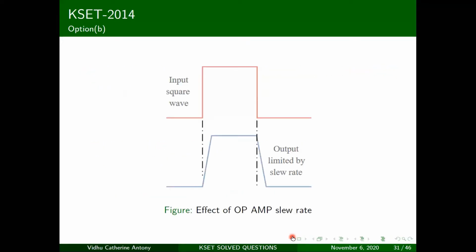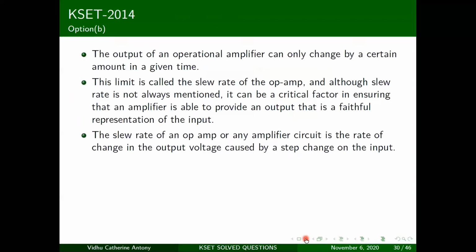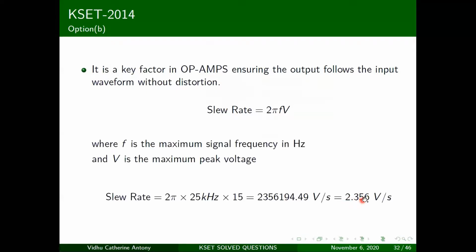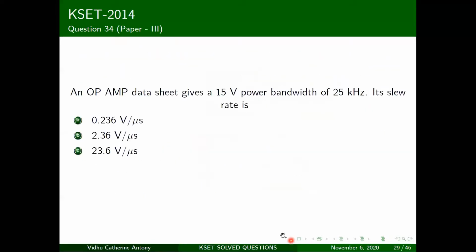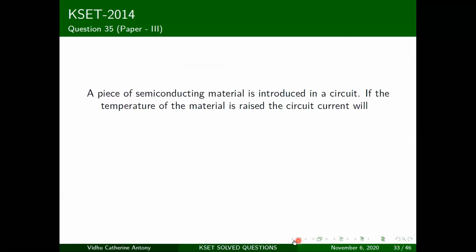So let me just go back to the question and show you what the values are. Okay, so you've got a 15 volt change in your input, and you've got your bandwidth as 25 kilohertz. So you just substitute into 2 pi V f, and you end up getting this value, 2.356 volts per second. That is your option B here, 2.36. So you just have to remember the formula is 2 pi f V. It's pretty easy to remember.